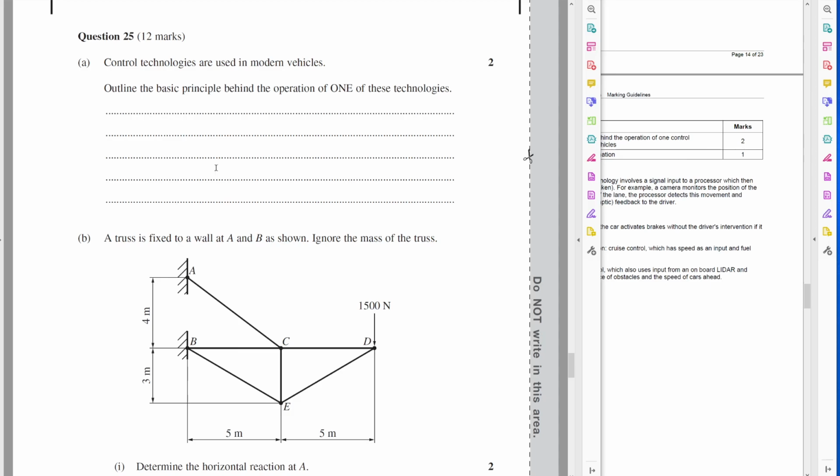Control technologies. Now, I had a chance to talk to people who marked this question, so I have a fairly good understanding of it. And if you said something like the steering wheel, no marks. If you said, on the other hand, an autonomous system like radar or LiDAR, which detects vehicles in front. If you said cruise control, which monitors the speed of the car. If you said ABS brakes, which monitor the application of the brakes and determine whether or not the brakes need to be released.